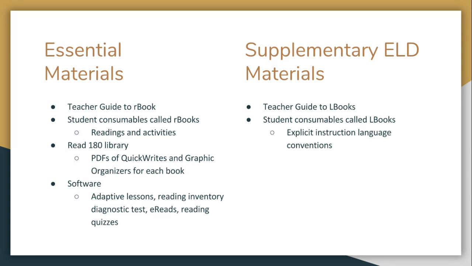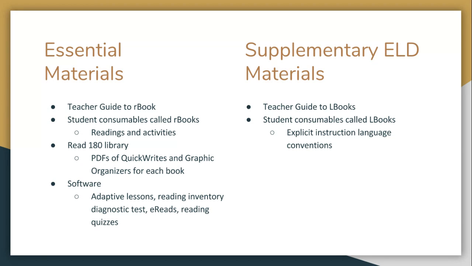Essential materials that I'm going to refer to. I'll refer to the R book. So there's a teacher guide to the R book that gives instructions, suggestions, and directions for the teacher who is teaching Read 180. There's also student consumables called R books that include the readings and activities, and that's what I'm going to be referring to mostly. The Read 180 library, like I said, includes basal readers as well as high interest but lower lexile novels, as well as PDFs of quick writes and graphic organizers for each book.